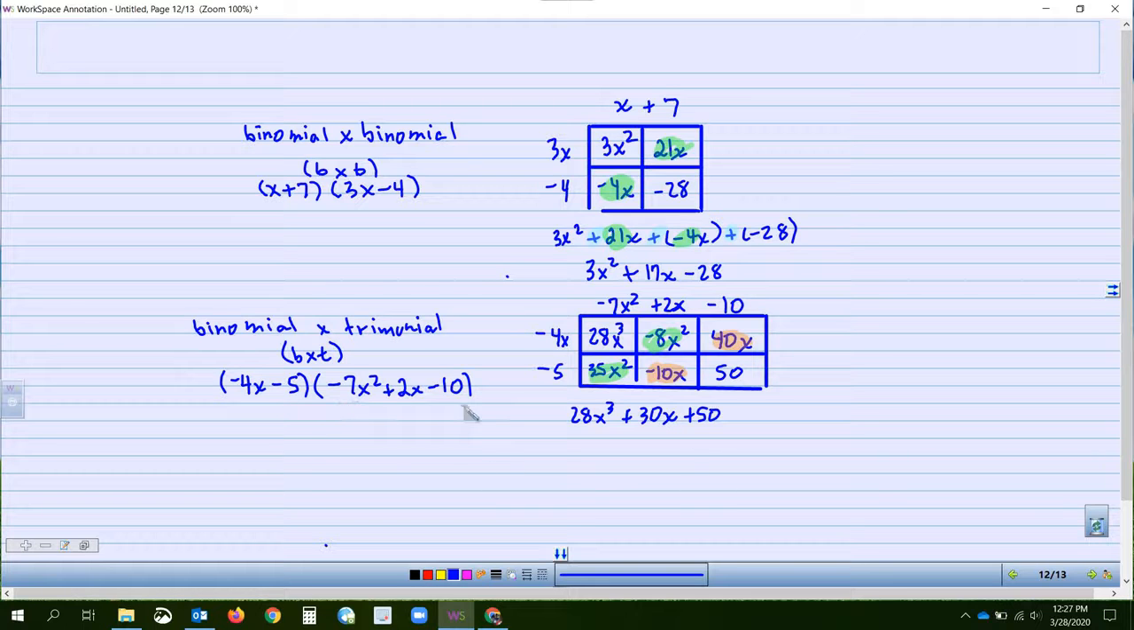So in this case, this binomial times this trinomial, when I was done, gave me... no, I missed one. Oops. Excuse me. I knew that wasn't right. Sorry. 35x squared minus 8x squared. I missed that one completely. 35 minus 8 is 27x squared. Some of you are probably screaming at the screen. All right, plus 30x plus 50. That's better. The binomial times the trinomial gave me a 4-term polynomial.